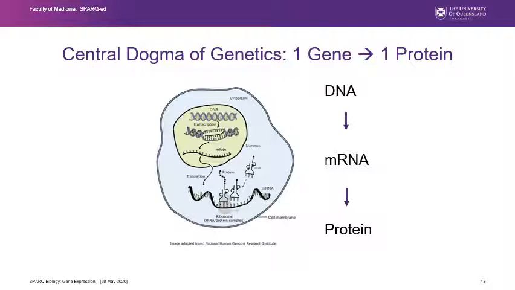This occurs in two steps. So the gene, which is a sequence of nucleotides, so it's DNA, is transcribed into an mRNA copy. And then that copy is translated in the second step into the actual protein product. We're going to go through those two steps in a fair bit of detail.